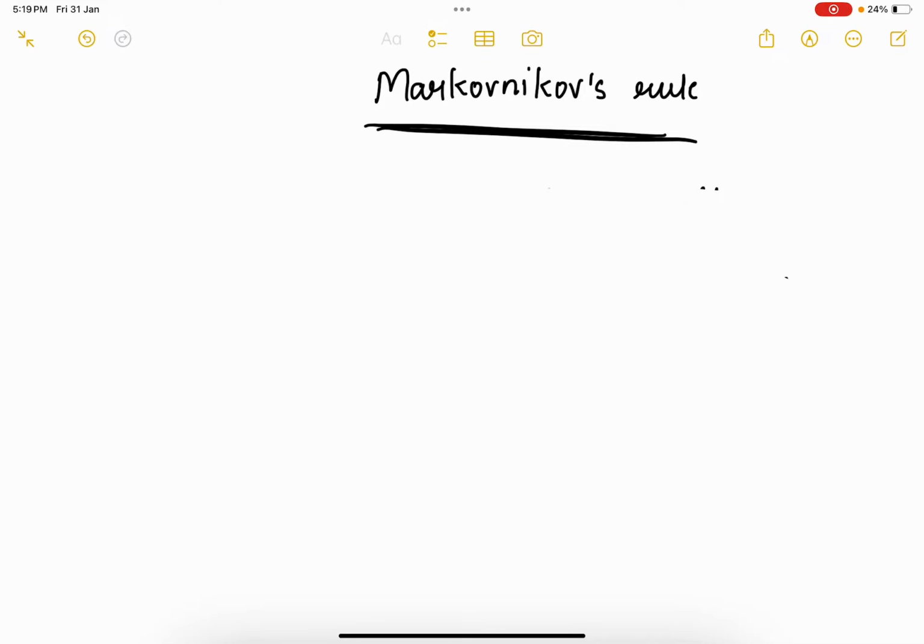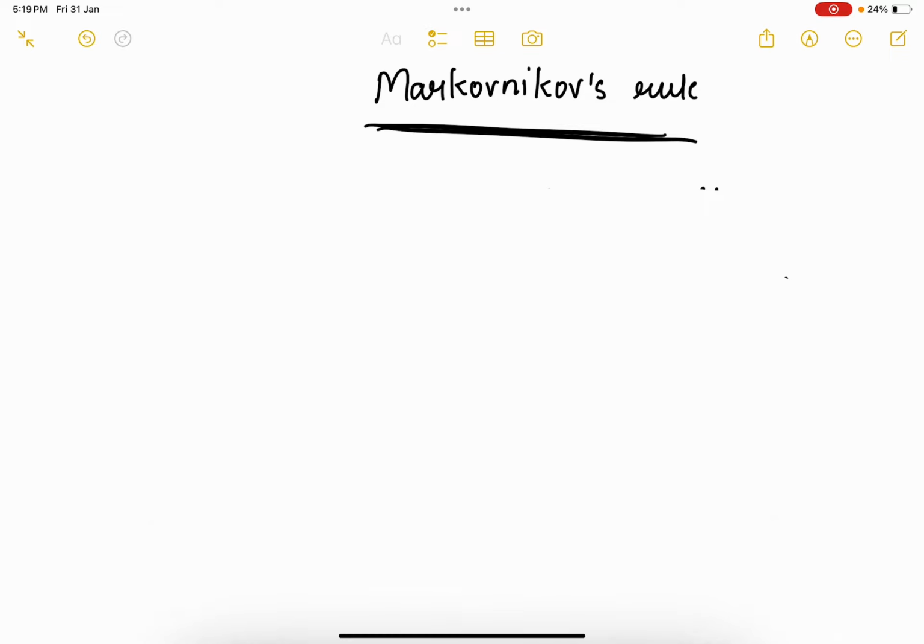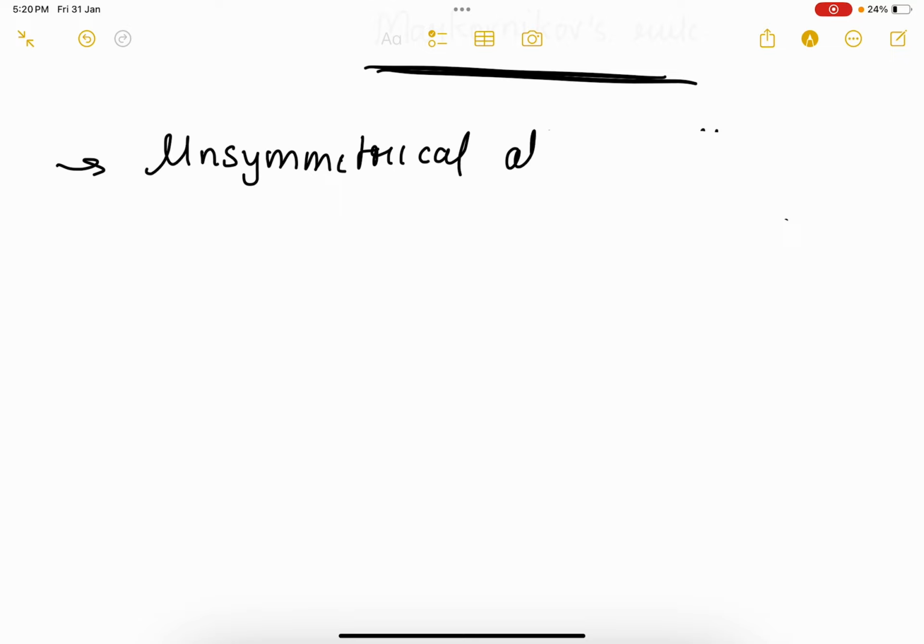In today's lecture, we are going to cover Markovnikov and anti-Markovnikov rule. Okay, so basically Markovnikov rule has two statements. The first statement or the first rule is that if we are going to talk about the unsymmetrical alkenes, such as CH3-CH=CH2.